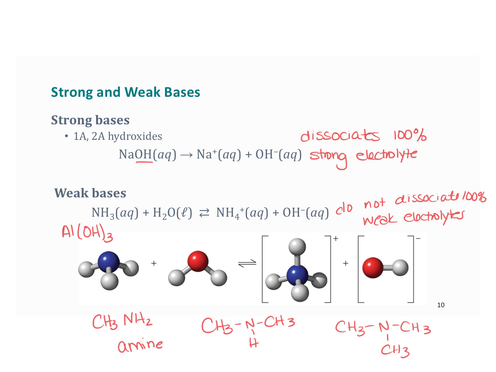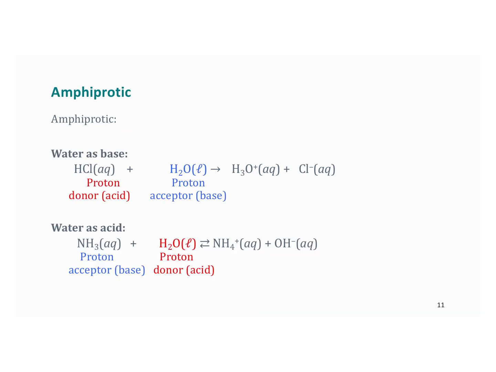Now, if you were looking at water, you might say, hey, Dr. Pierce, I've noticed that water can act both as an acid and a base. And you would be correct. And that's called amphiprotic. And all that means is it's a substance that can act as either an acid or base. So what does that mean? That means it can either accept or donate a proton.